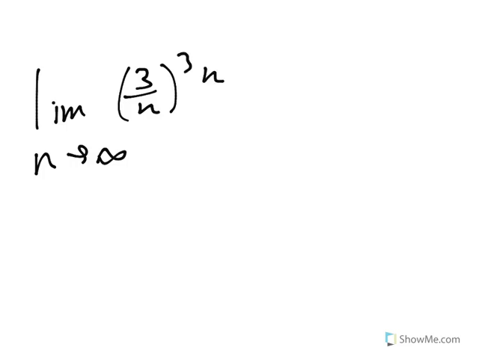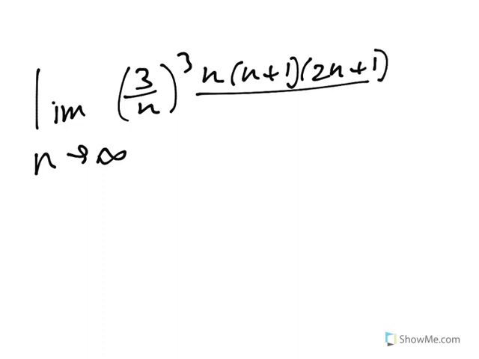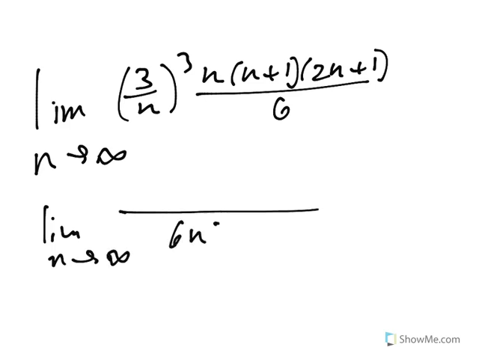But best of all, if I want to know the exact answer, I can say the limit as n goes to infinity of 3 over n cubed times n plus 1 times 2n plus 1 over 6. Just to make this easier to see, the denominator would be 6n to the third. That's 6, and this n to the third. And the numerator would have 3 to the third.